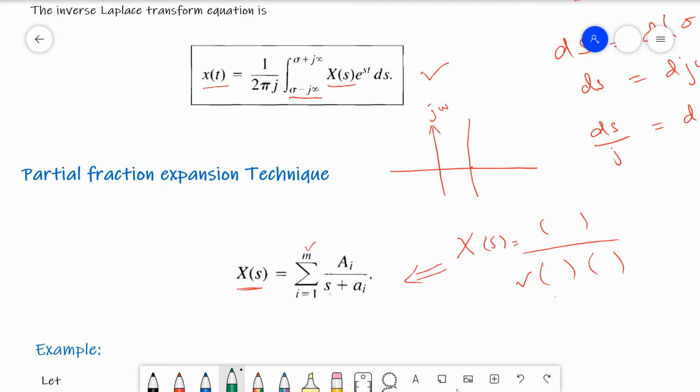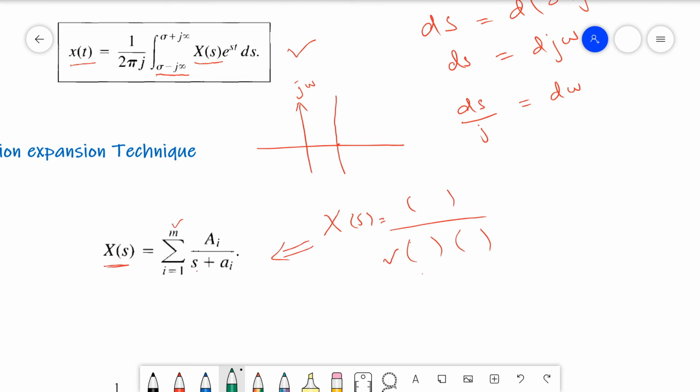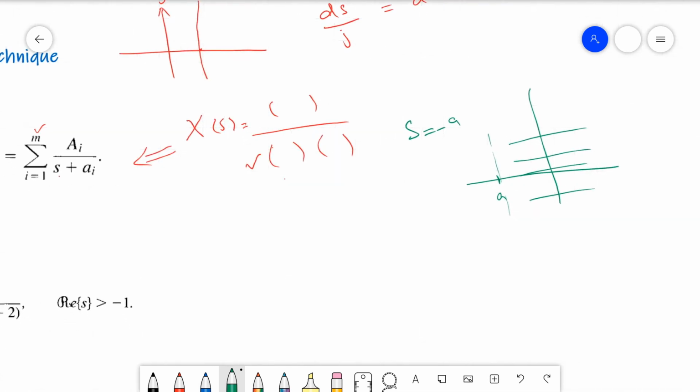So if we know the ROC of X of s, from here we can find the region of convergence for individual terms. Let's suppose the ROC of any term s equals minus a is on the right side of minus a. What does that mean? That means we have a term here and its region of convergence is on the right side. So we know that this will be a right-sided sequence, and from example 9.1 we understand that the inverse Laplace of the 1 over s plus a term will be A i into e raised to the power minus a i t.